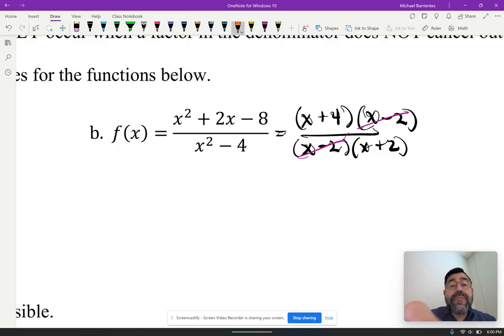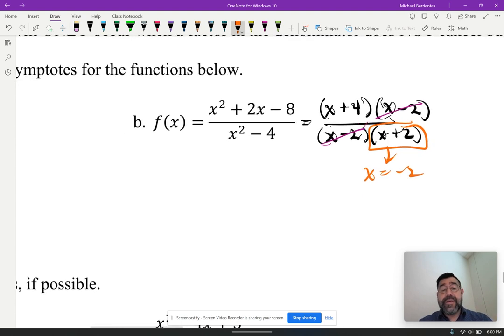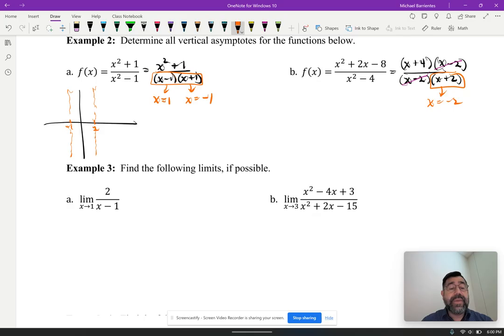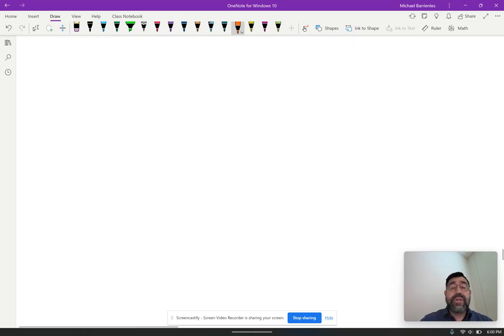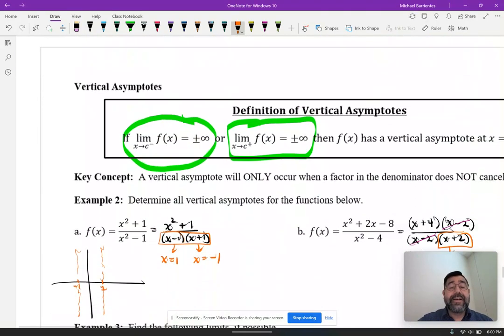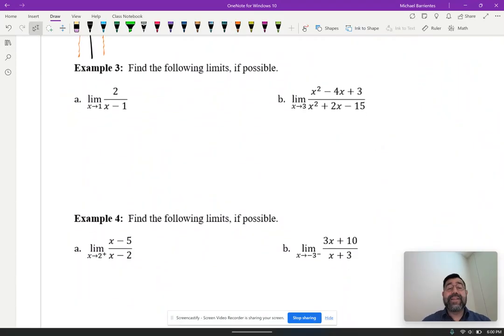So then what's left over in the denominator, whatever makes that equal to 0, whatever I just boxed in orange, whatever x value I can substitute in for x and makes that equal to 0, that's where the vertical asymptote is. And there is a vertical asymptote at negative 2. So the idea here is we know when vertical asymptotes occur. So therefore, how can I use that to help me with evaluating some limits?